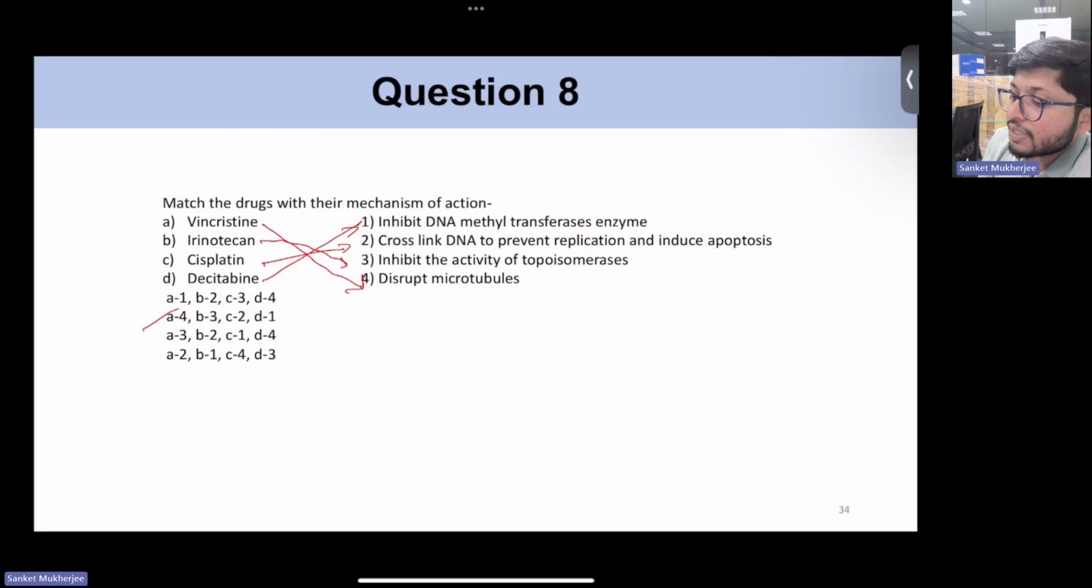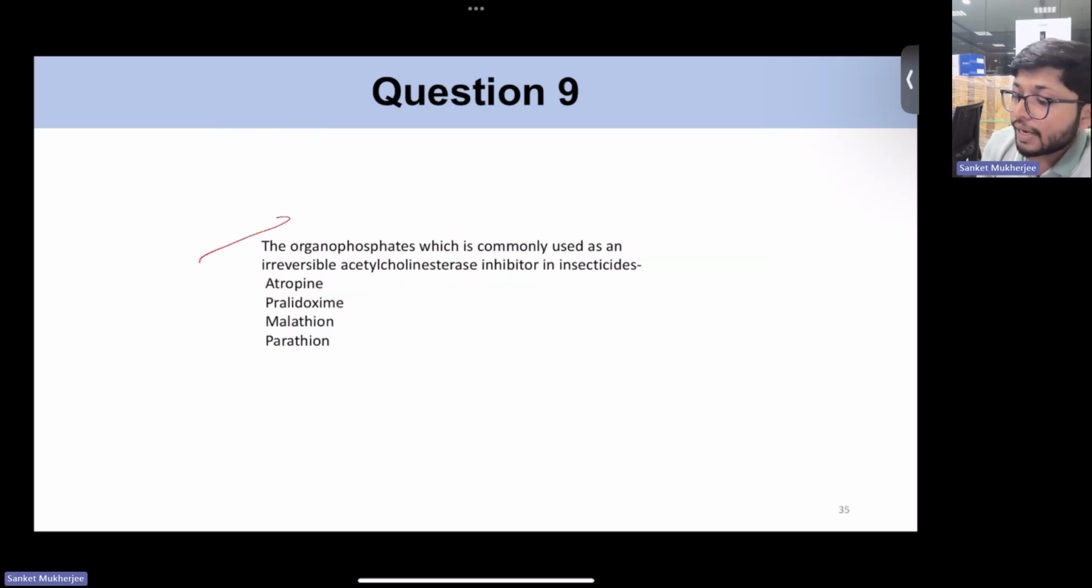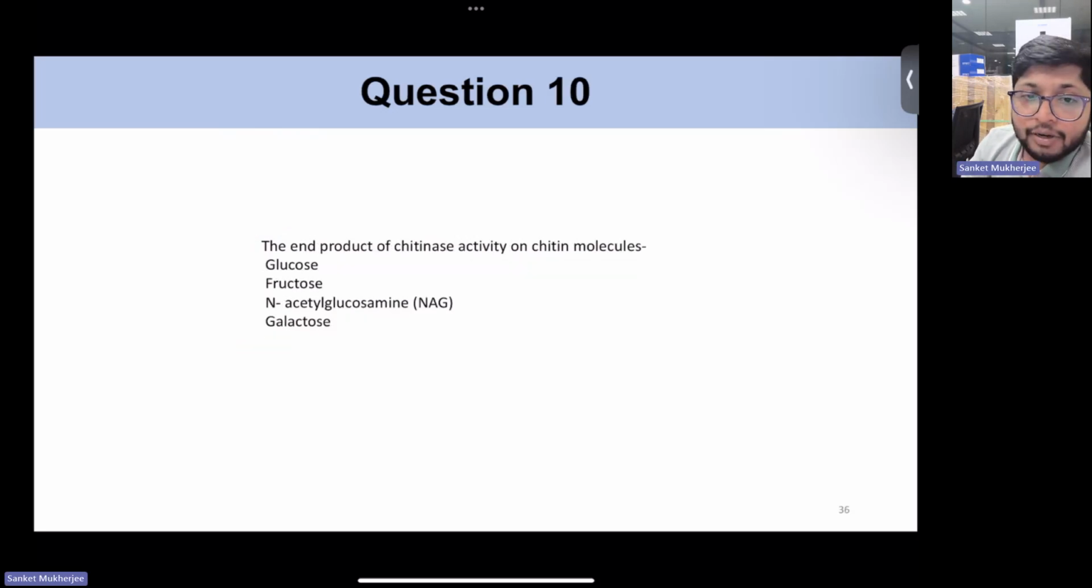The organophosphate which is commonly used as an irreversible acetylcholine esterase inhibitor in insecticides is atropine, pralidoxime, malathion, or parathion. So it's actually parathion. The end product of chitinase activity on chitin molecules is glucose, fructose, N-acetyl glucosamine, or galactose. So we already know that chitin is actually a polymer of N-acetyl glucosamine. So N-acetyl glucosamine would be the final product.